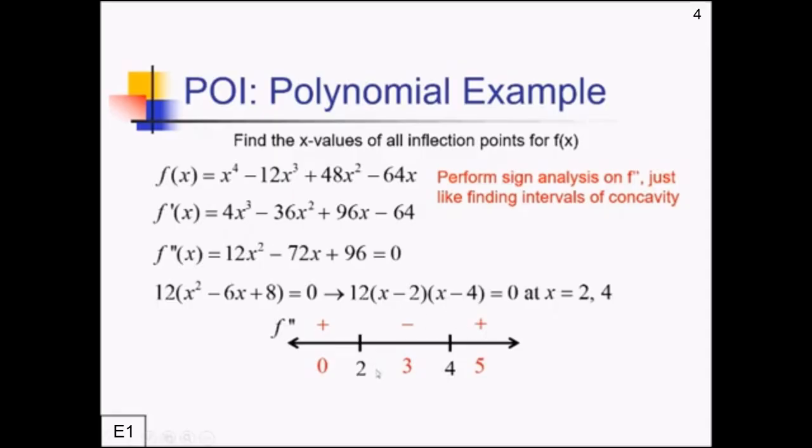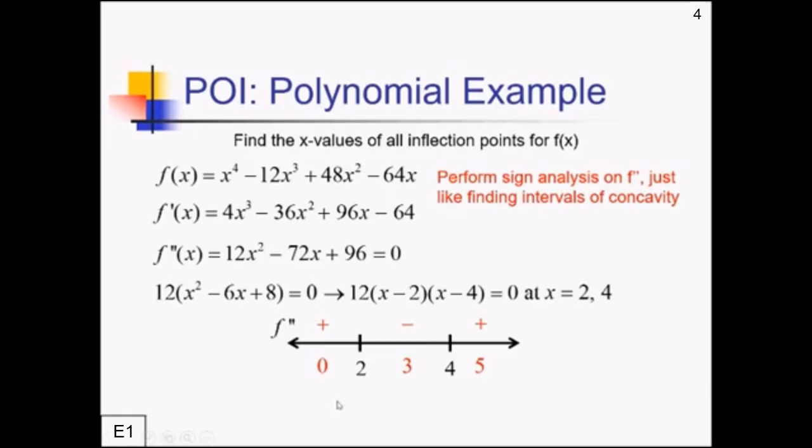All right, so at this point, we said we have an inflection point if f of c exists, and we're changing the sign of f double prime somewhere. Well, let's just mentally check. Does f of c exist at 2 and 4? Well, yeah, this is a polynomial, so it exists everywhere.